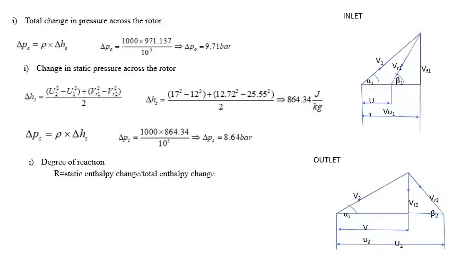The degree of reaction is equal to the ratio of static enthalpy change to the total enthalpy change. So that is R is equal to delta Hs to delta H naught. The substitution of these values here, we will get the answer. The degree of reaction R is equal to 0.89.